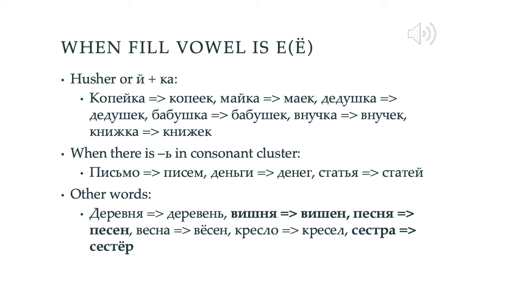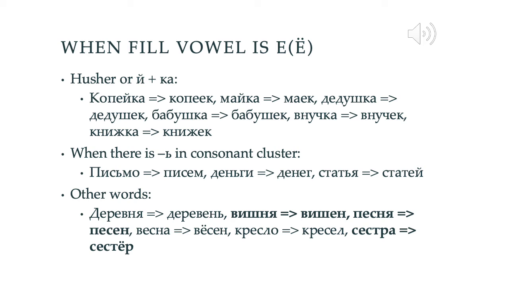We are also going to add ye when there is a мягкий знак in the consonant cluster. So письмо, a letter, becomes писем. We drop the мягкий знак and we add ye. Note once again the stress shift, письмо, писем. Деньги, money, becomes денег. We drop the мягкий знак and we add ye. And then статья, an article, becomes статей. And here we're going to drop the мягкий знак and the ya and turn them into ye.